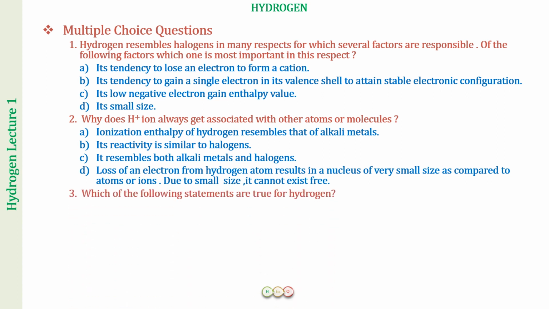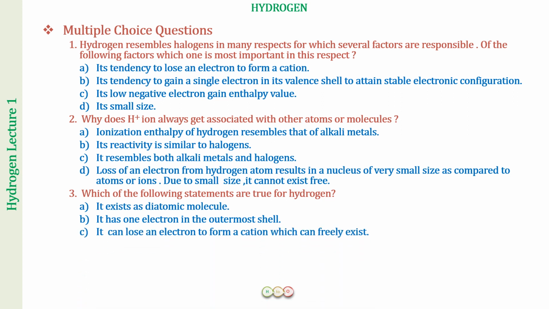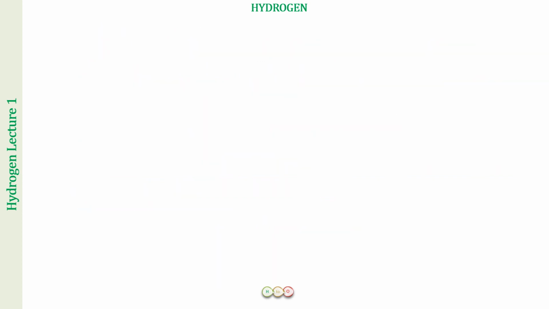The next question is, which of the following statements are true for hydrogen? The first choice, it exists as a diatomic molecule. It has one electron in the outermost shell. It can lose an electron to form a cation which can freely exist. It forms a large number of ionic compounds by losing an electron. Please remember, for this question there are going to be multi-correct answers. There are going to be more than one choice which is correct. So please do attempt it accordingly.